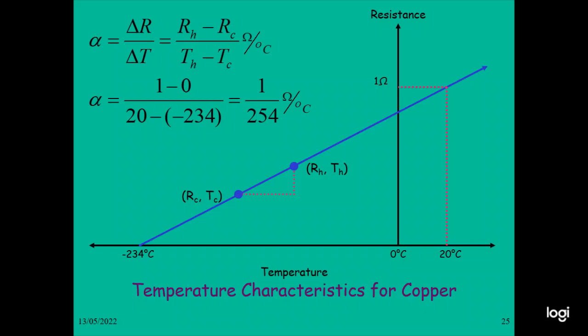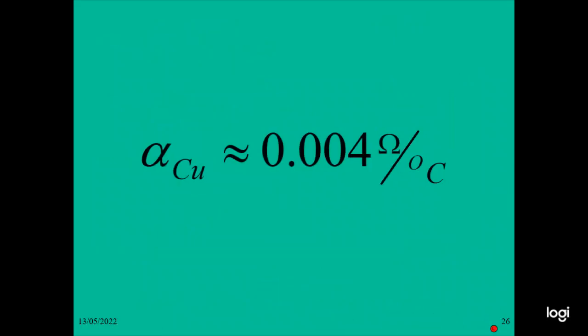So that will be the resistance. R_A is 1, R_C is 0, and T_A is 20, T_C is minus 234. By this way you can calculate 0.003937. So the copper resistivity coefficient is 0.004.